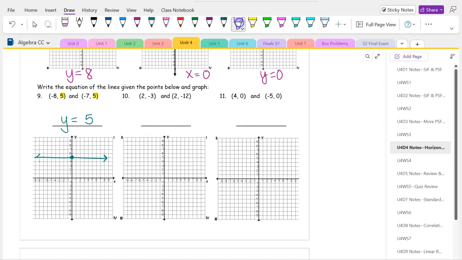Number 10, you have that both of your x's are 2. And so that's your equation, x equals 2. And again, a vertical line that goes through 2 on the x-axis. All right, and finally, number 11, we have both of our y coordinates are 0. And so this is the equation y equals 0. Again, that's going to be horizontal. And that's actually the line of the x-axis.